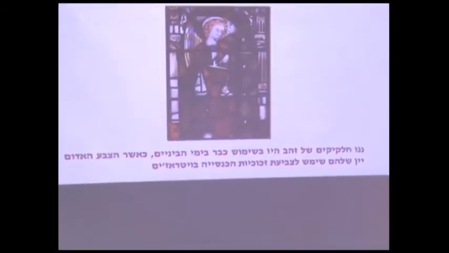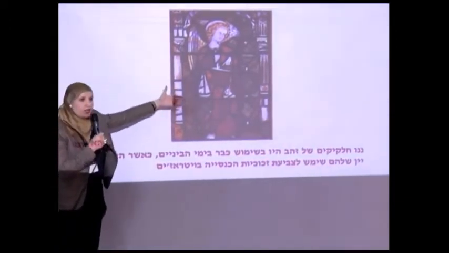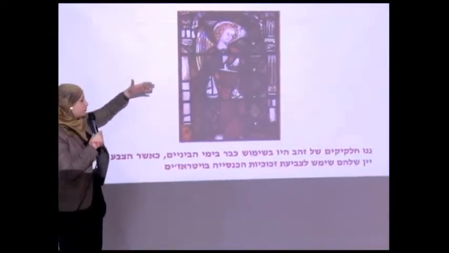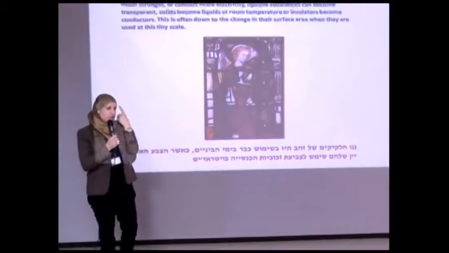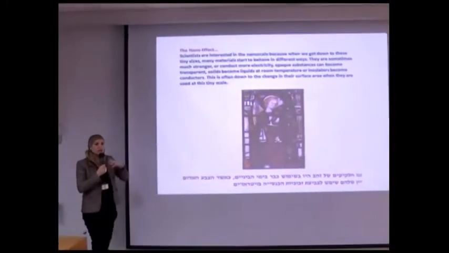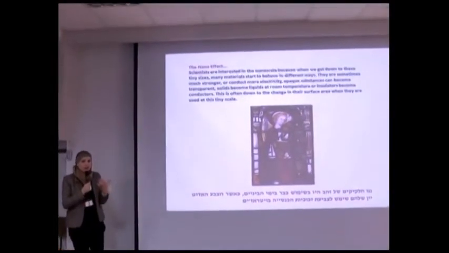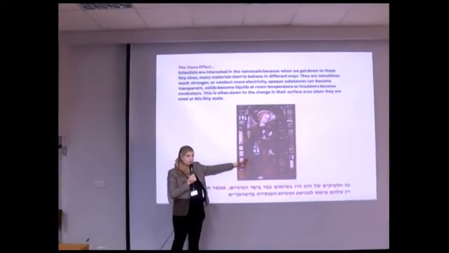For example, take this picture. This picture is colored, different colored here, yeah? I want to say that all the colors here are made from just one sample, gold nanoparticles, which have a different size. Each size of particle gives a different color.